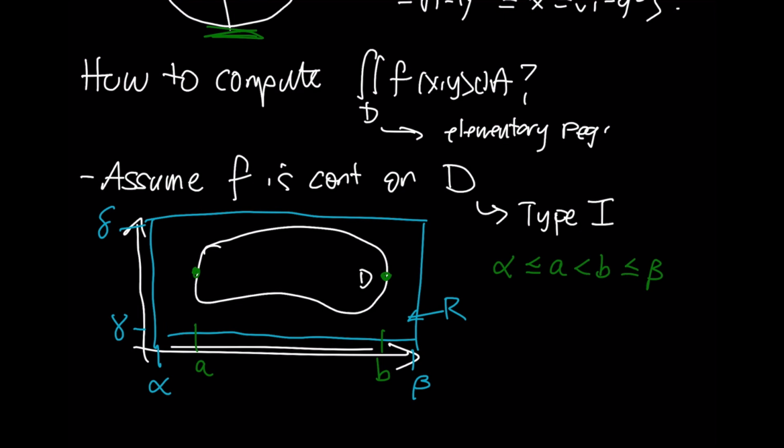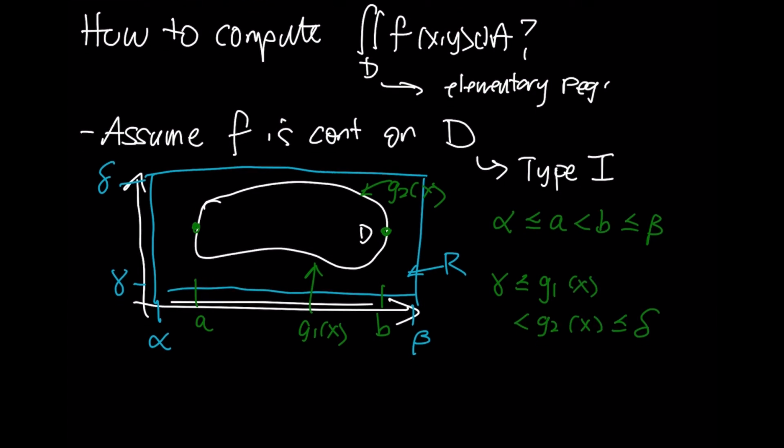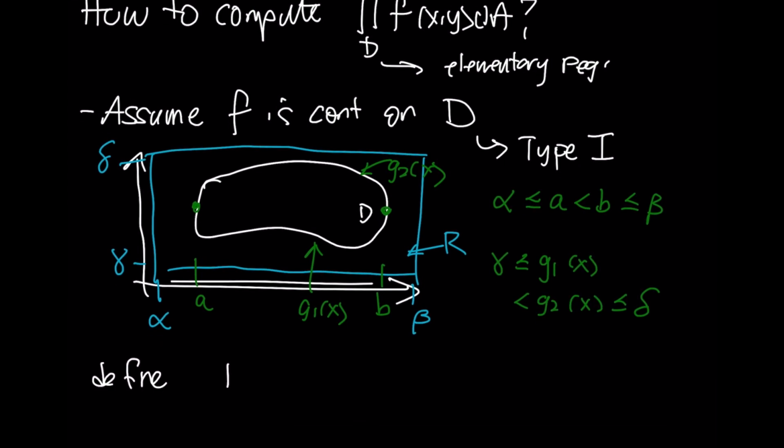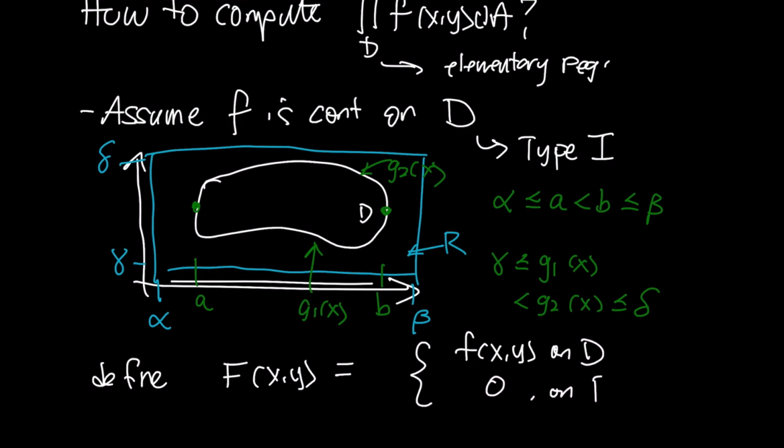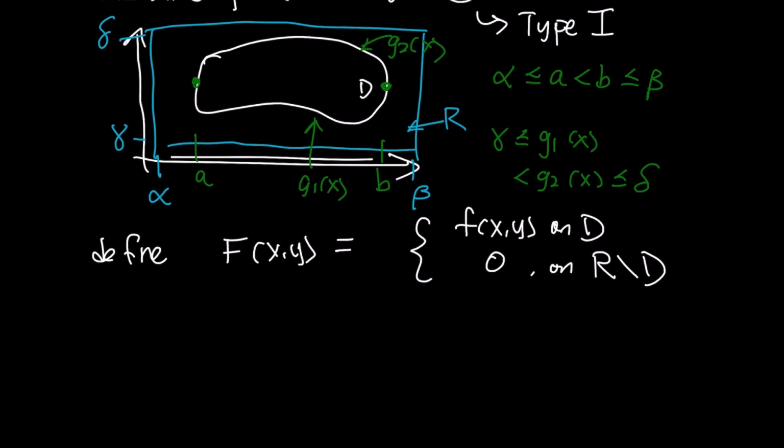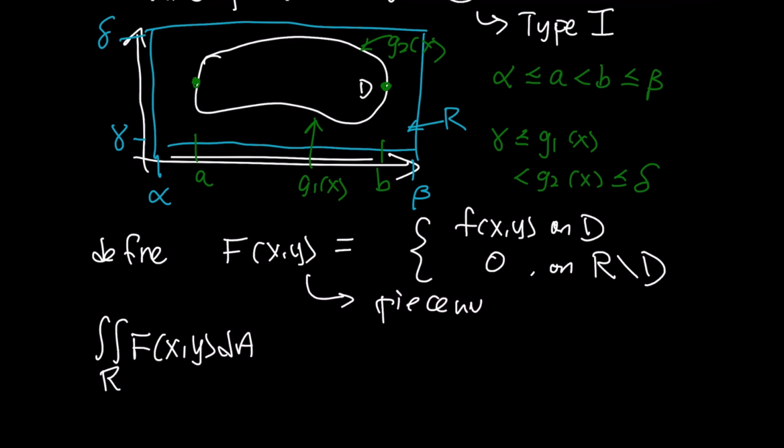Now up top we're going to assume a g2 of x there and a g1 of x down there. So that means that these values will also serve to bound those bottom functions. Now, just as always, we're going to define this extension function. The extension function is equal to the original function on D. It's going to be equal to 0 on all the regions in the rectangle if we take away that D. So when we talk about computing an integral over this region, remember that this is going to be piecewise continuous on R. So that means that this integral will exist. Furthermore, all of the properties that we want to use can exist.